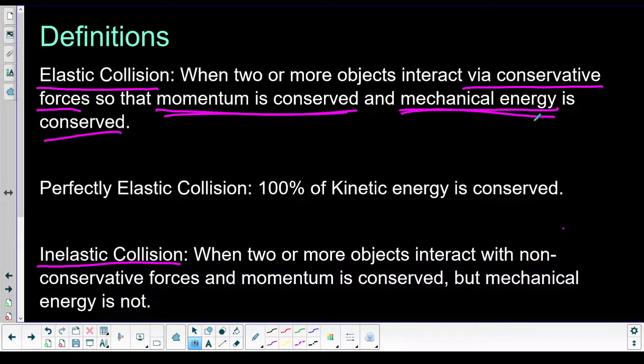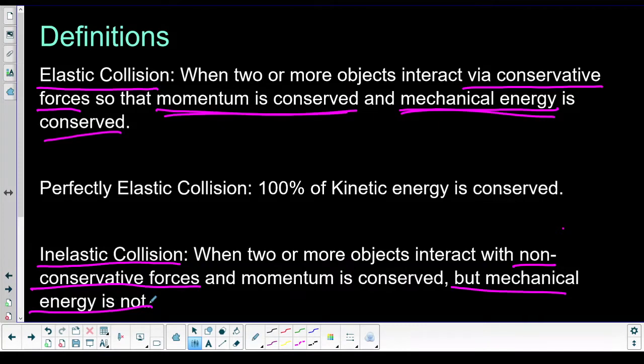Inelastic collisions are when two or more objects interact with a non-conservative force, which is pretty much every force that isn't gravity or springs. I think there are a few others out there that are conservative forces, but they're a little out of our wheelhouse for right now. And momentum is conserved, but mechanical energy is not conserved. So don't think of this as a binary thing, right? It's not simply elastic or inelastic.